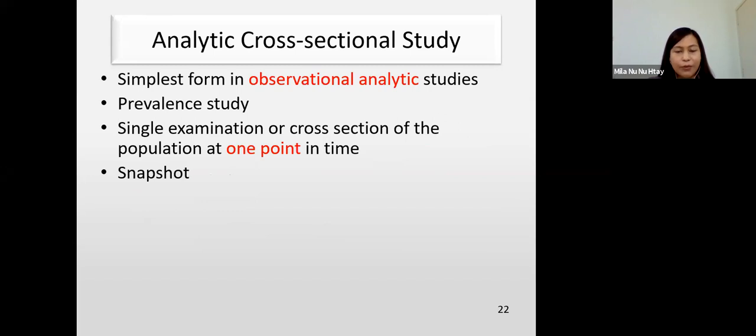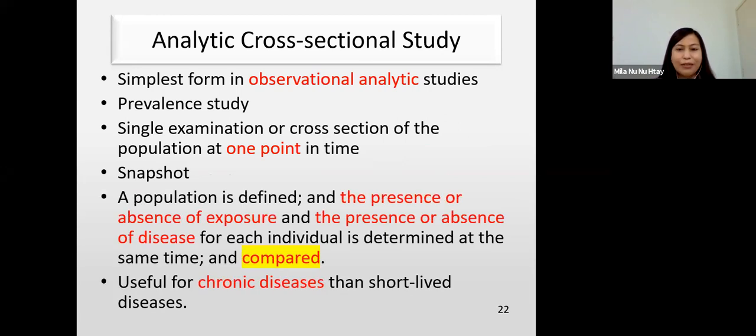So it is also known as the prevalence studies. The data collection is at one time point, and it is like taking a snapshot from the community. But the difference here I have highlighted. We collect the data from the population, then we try to compare two groups and find out if there is any association between these factors and the outcome of interest. As I mentioned before, it is useful for chronic diseases rather than short-lived diseases.